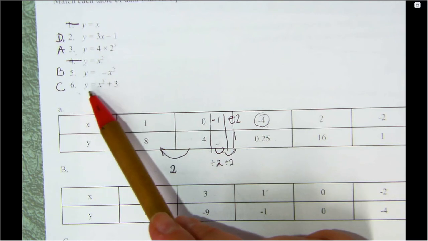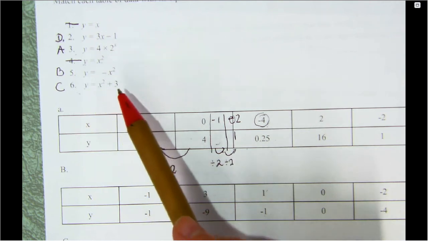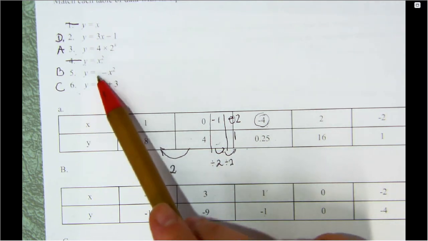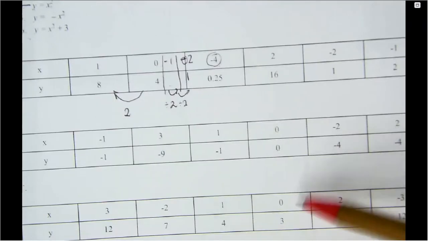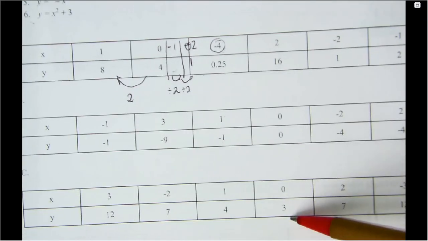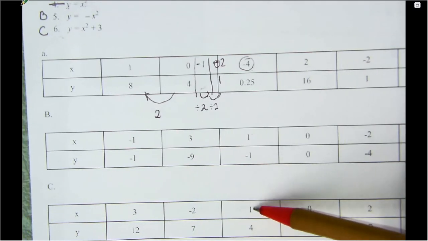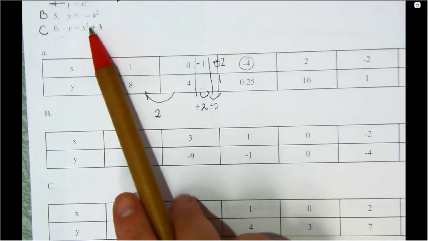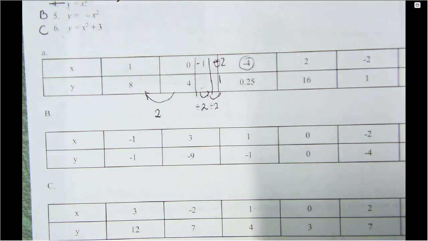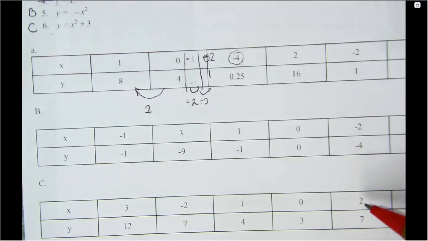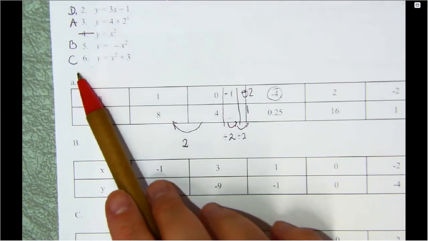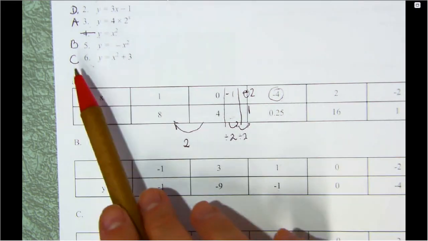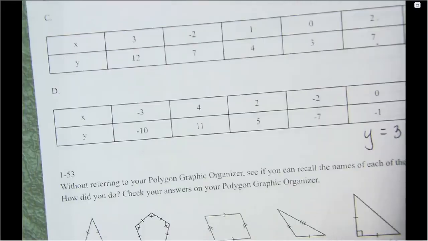And then 6 was x squared plus 3. So when x is 0, it's supposed to start at 3. So the only one that is left is C. Okay. When x is 1, I can plug it in. 1 squared is 1 plus 3 is 4. When x is 2, 2 squared is 4 plus 3 is 7. So 6 matches C.